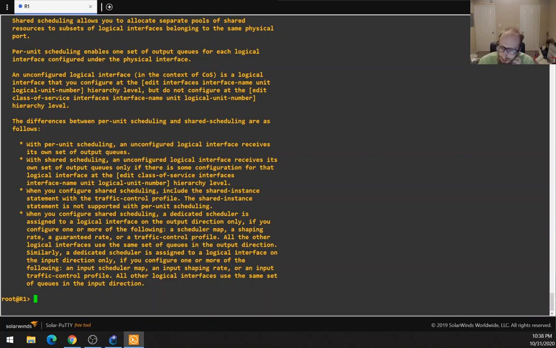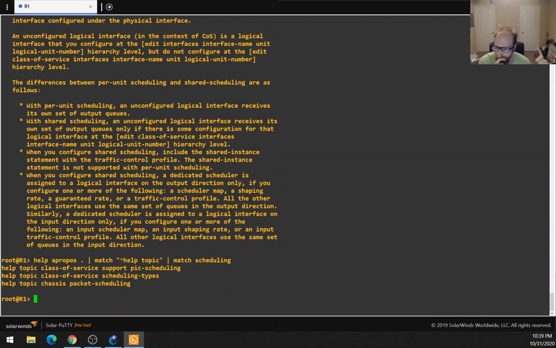When you configure shared scheduling, a dedicated scheduler is assigned to a logical interface on the output direction only. If you configure one or more of the following, a scheduler map, a shaping rate, a guaranteed rate, or a traffic control profile, all the other logical interfaces use the same set of queues in the output direction. Similarly, a dedicated scheduler is assigned to a logical interface on the input direction only. If you configure one or more of the following, an input scheduler map, an input shaping rate, or an input traffic control profile, all other logical interfaces use the same set of queues in the input direction.